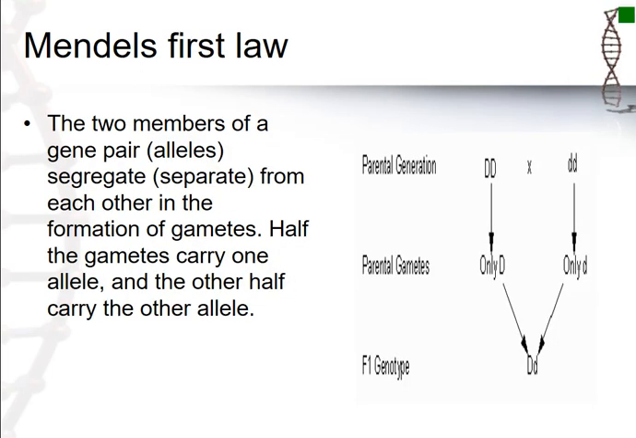2 members of a gene pair, alleles, segregate separately from each other to form gametes. Half the gametes carry one allele, while the other half carry the other allele. So here, if the parental genome was big D, the gametes would only get big D, or little d, they would only get little d, but the F1 progeny would have one copy of each.